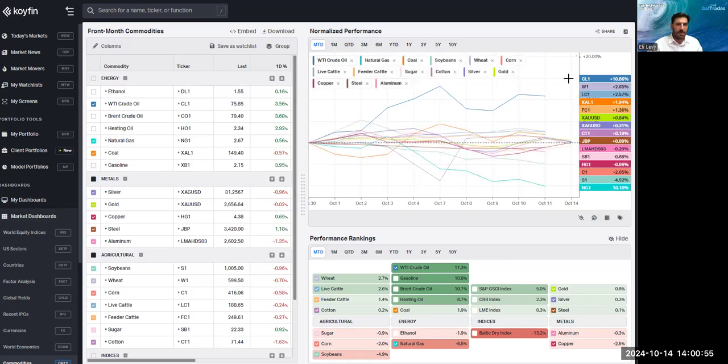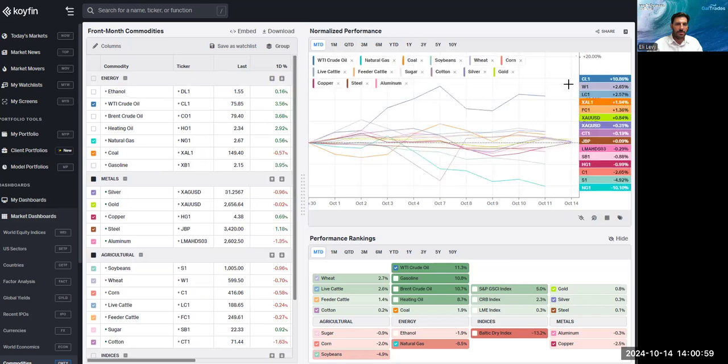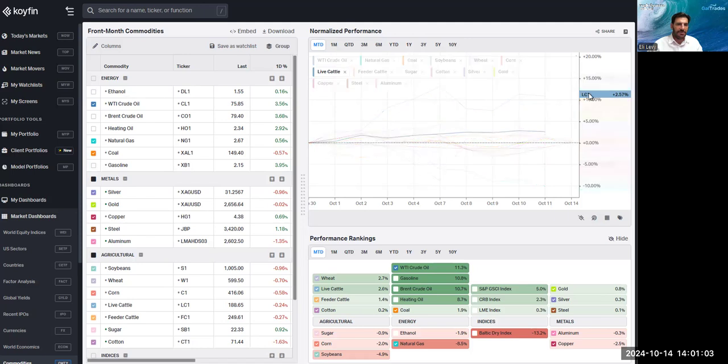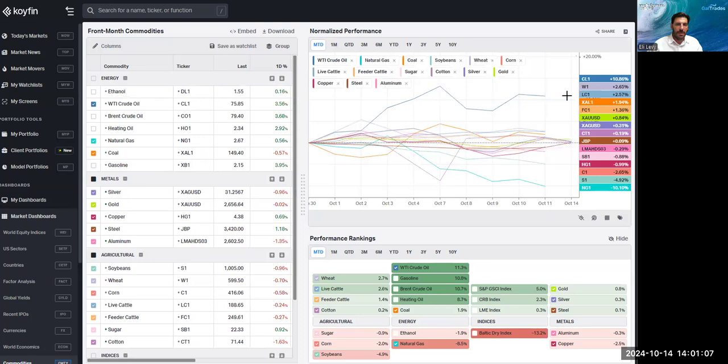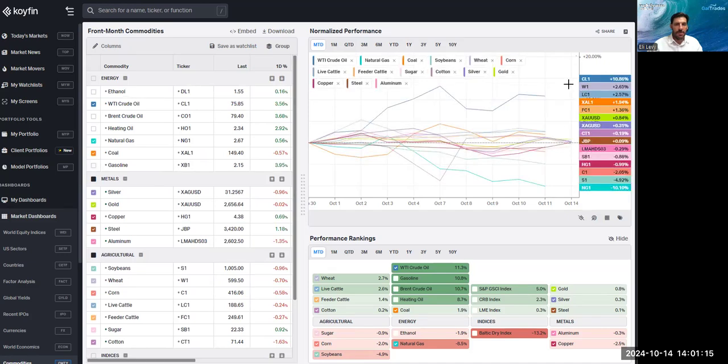So I'm going to look at crude oil, and then I'm going to be looking at wheat. Wheat was the one that was up month to date, 2.65%. After that, we have live cattle and coal. And then I'm going to be looking at what's down the most, which was natural gas, soybeans, and corn. So those are the contracts, let's say, I would be concentrating on to look for some volatility.